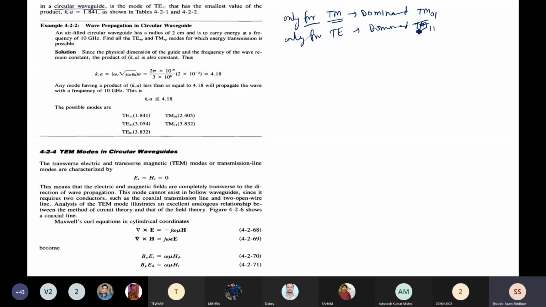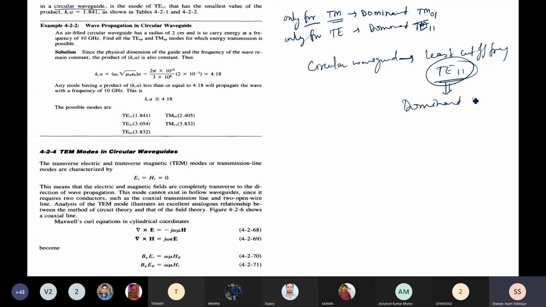TE11. So if you talk about the circular waveguide, the least cutoff frequency will be for TE11. That is the dominant mode for the circular waveguide, and it has kca, that is x'np, equal to 1.841. You should remember this one. Okay, so I hope this is correct.